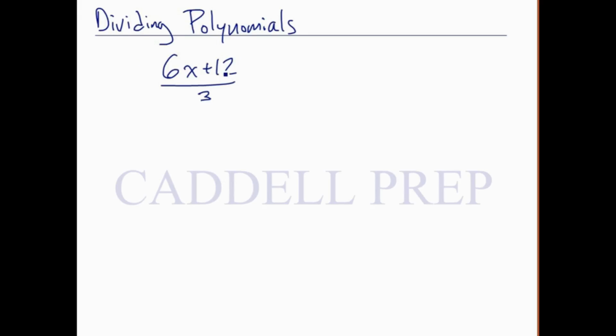Alright, let's go over dividing polynomials. So first we have a polynomial divided by a single term. What we're going to do is factor this and then see if we can cancel anything out. So what goes into 6x and 12? Well, 6 does. So if we take that out, we have x plus 2. We divide each of these by 6, we have x and then 2 over 3.